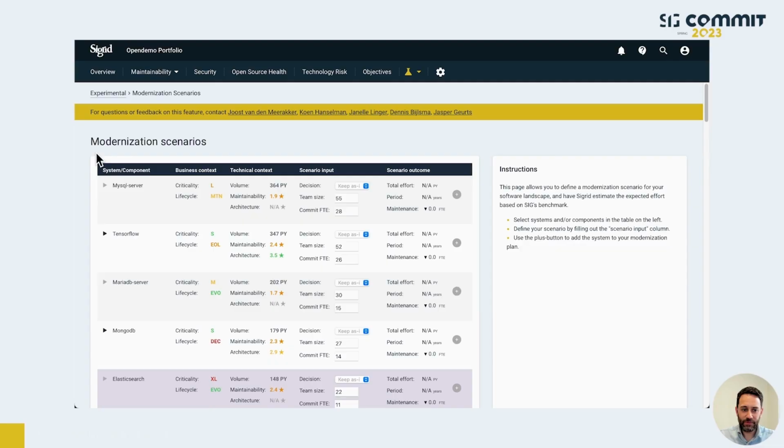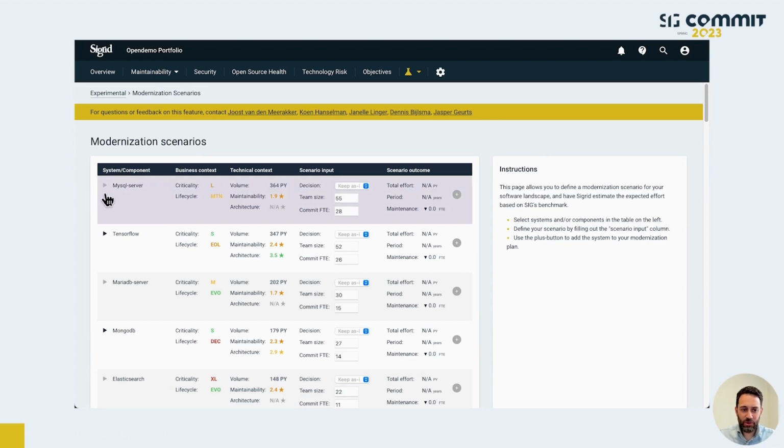So now we get into a new page that we're currently building. It's called Modernization Scenarios. There's quite some information and a lot to unpack here, so let me walk you through what we see on the screen. In this table, we see a full list of all the systems that make up the portfolio under the responsibility of the enterprise architect.